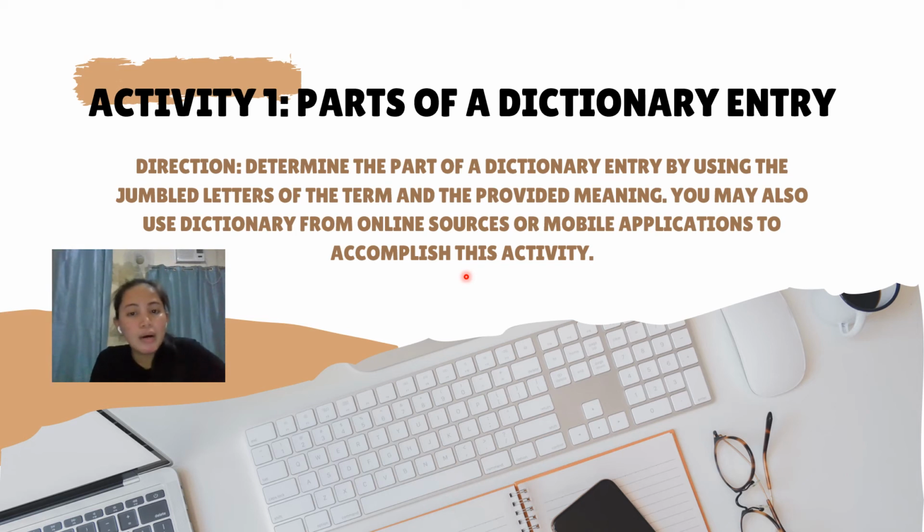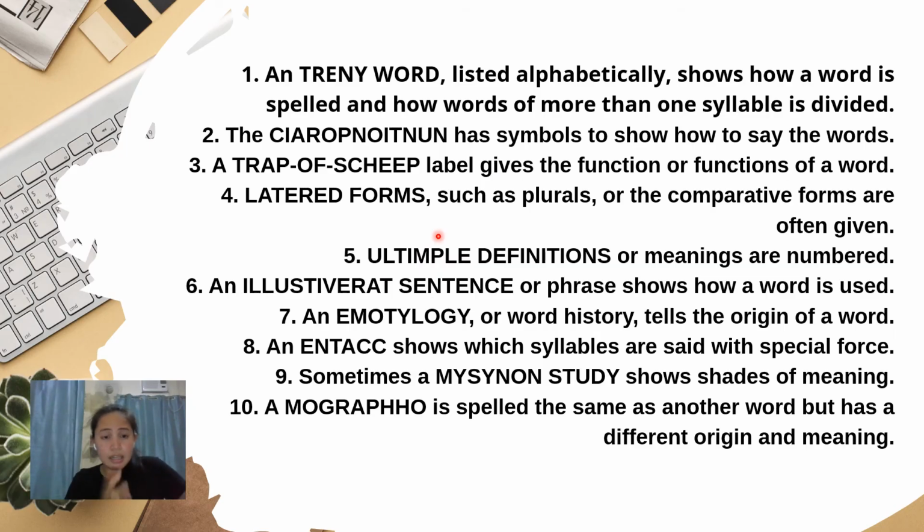So, activity number 1, parts of a dictionary entry. What you are about to do is to determine the part of a dictionary entry or dictionary elements by using the jumbled letters of the term and the provided meaning. So, ang gagawin niyo lang dito, class, let me see. Cite for example number 1, a blank word, listed alphabetically, shows how a word is spelled and how words of more than one syllable are divided.